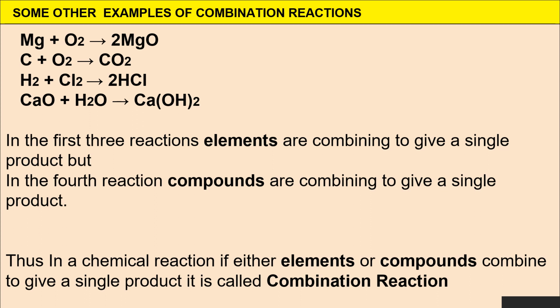Have you observed any difference in all these reactions? You can see in the first three reactions, elements are combining to give a single product. But in the last reaction, compounds are combining to give a single product. So the definition of combination reaction becomes, in a chemical reaction, if either elements or compounds combine to give a single product, it is called combination reaction.